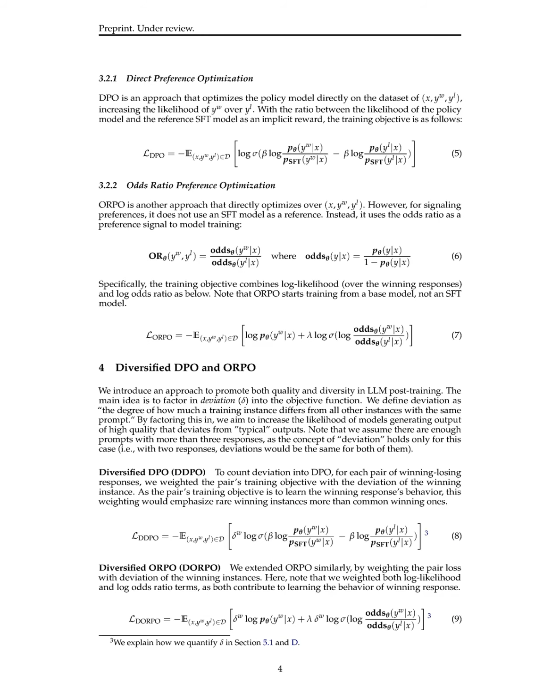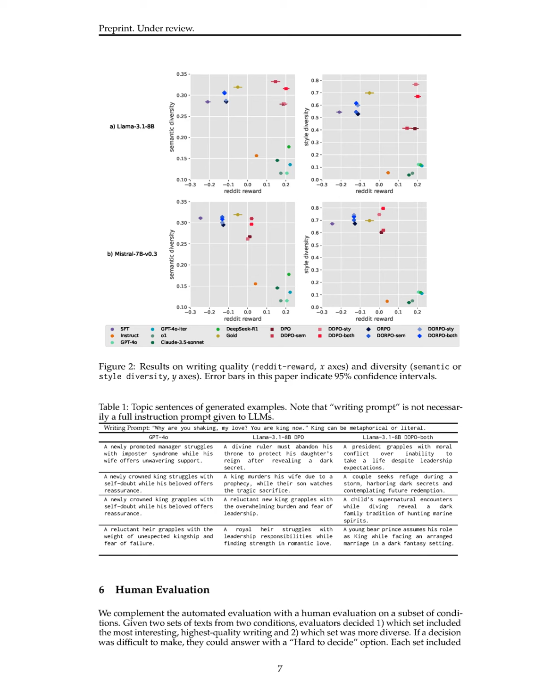The experimental design utilized the Reddit Writing Prompts dataset, which contains prompts and corresponding creative writings, allowing for multiple responses per prompt. For evaluation, 1,000 prompts were sampled, resulting in 4,000 outputs, where quality was assessed using a trained reward model based on user upvote scores, and diversity was measured through mean pairwise cosine distances between outputs, focusing on both semantic and style diversity.